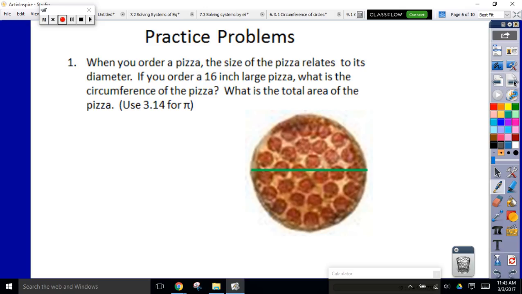Okay, when you order a pizza, the size of the pizza relates to its diameter. So you know how when you're ordering a pizza, it'll say this is a 12-inch pizza or a 15-inch pizza? They're talking about the diameter when they tell you that. So if you order a 16-inch large pizza, what is the circumference of the pizza? And then what is the area of the pizza? So 16 inches refers to its diameter. So the diameter is 16 inches.